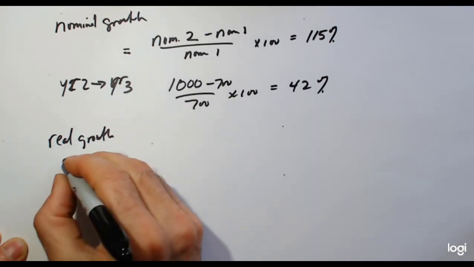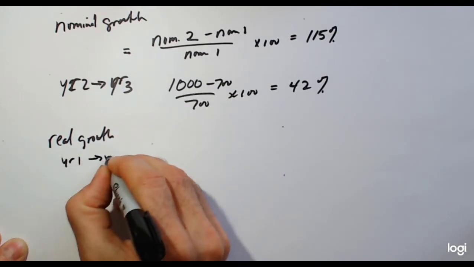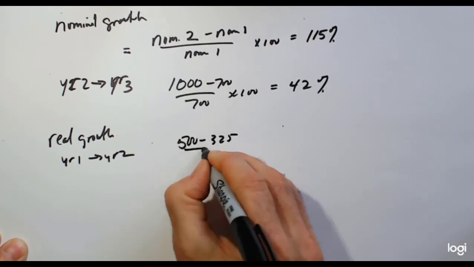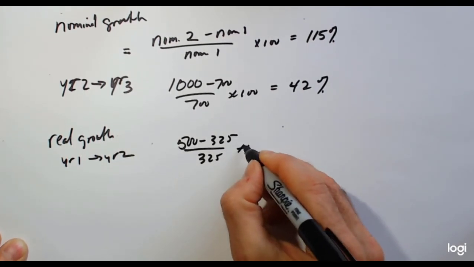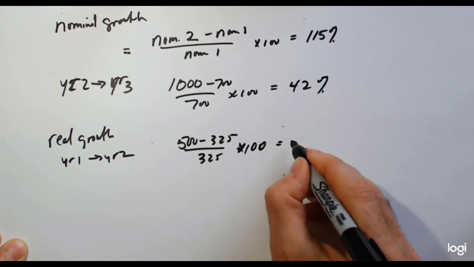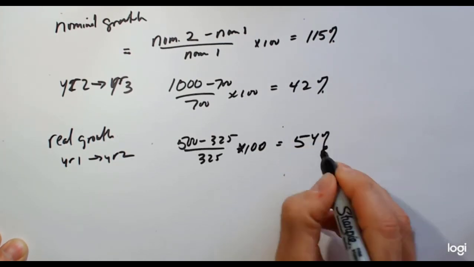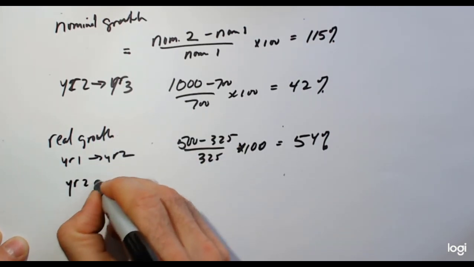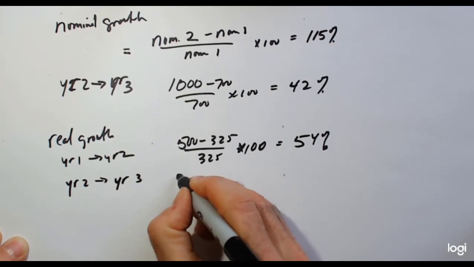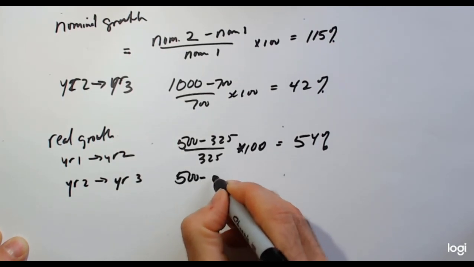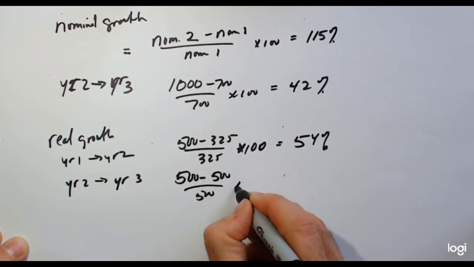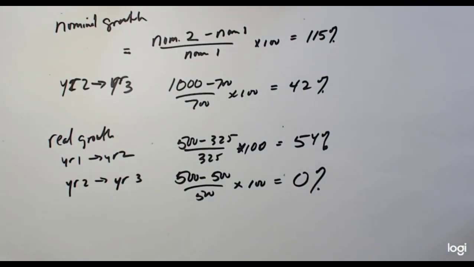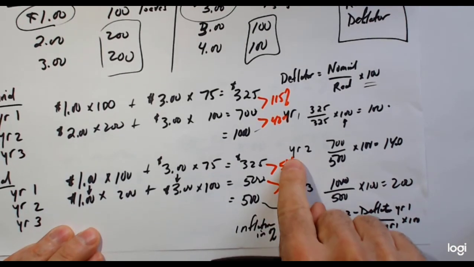Okay, so that said, let's look at real growth from year 1 to year 2 in terms of real GDP. That's 500 minus 325 divided by 325, multiplied by 100. And that is 54%. Again, outrageous amounts of growth, but that's just an example. Then we have year 2 to year 3, and it's going to be 500 minus 500 divided by 500 times 100, which is 0. Yeah, so why is that? And I wrote on top of it here. I kind of did the calculations also here.